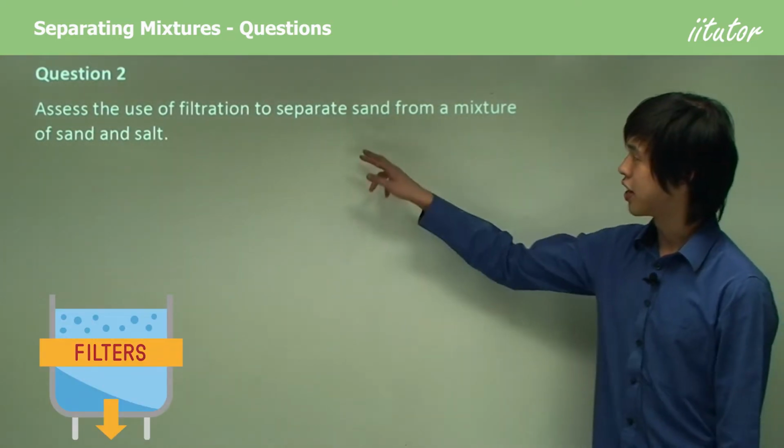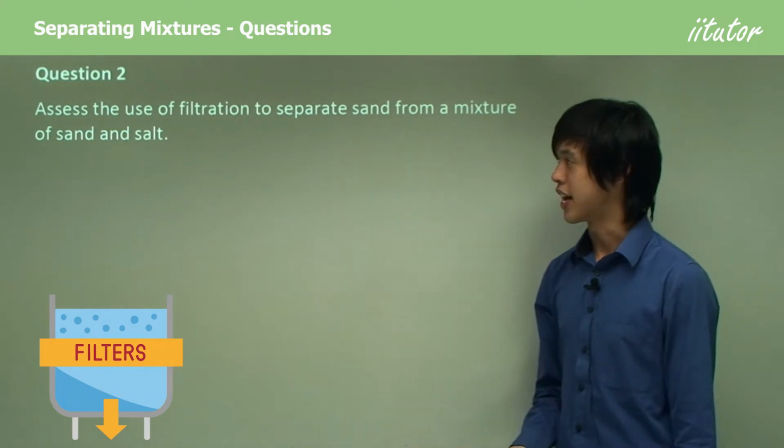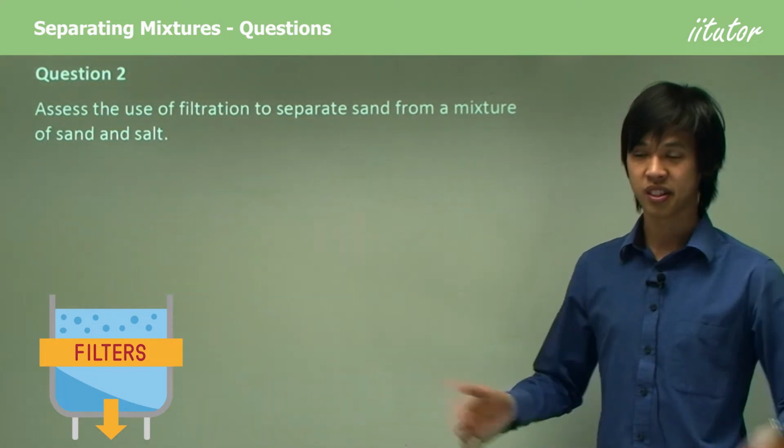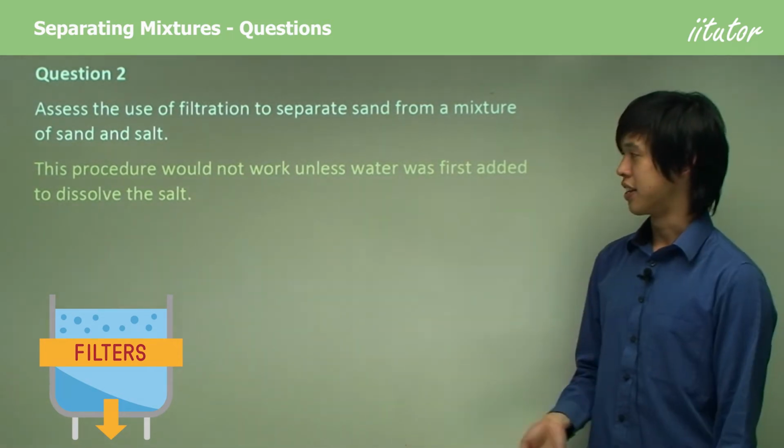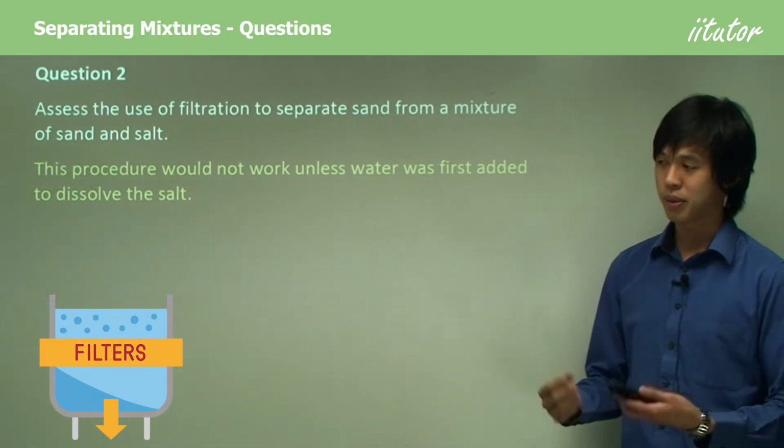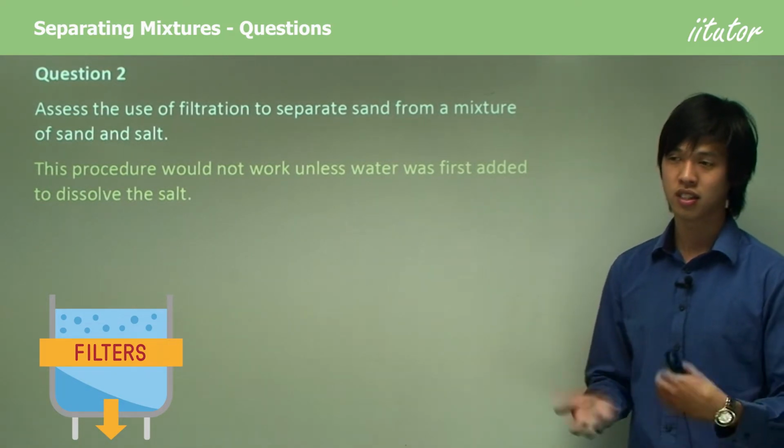Assess the use of filtration to separate sand from a mixture of sand and salt. We've got sand and salt mixed together. How can we separate them? Well, this procedure won't work unless water was first added to dissolve the salt. Okay, so we won't be able to use this unless we add water to this mixture to dissolve the salt.